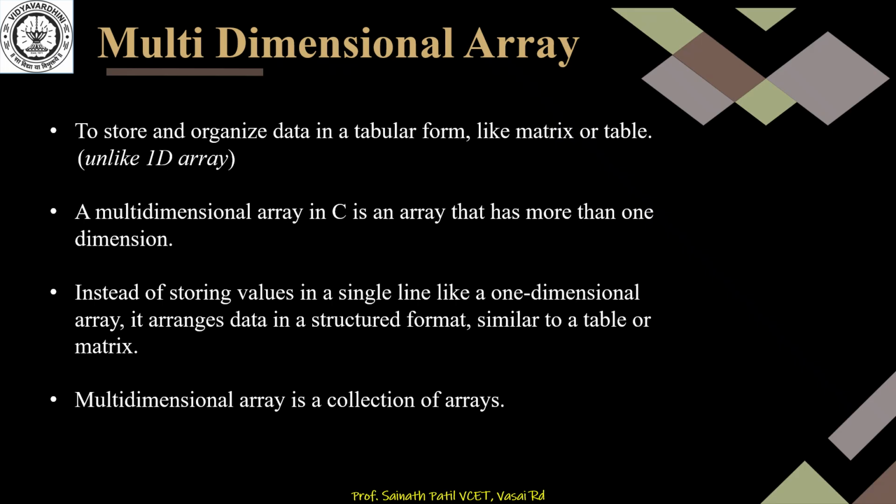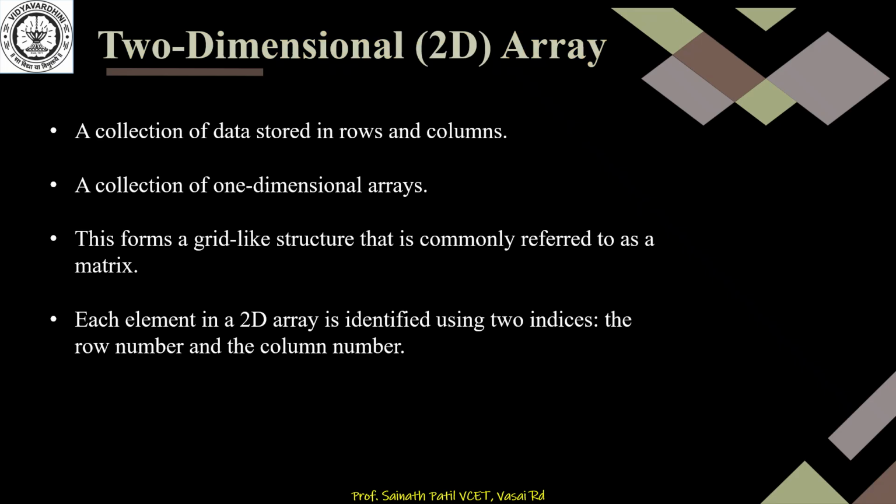The 1D array we have already seen in the normal array video. So instead of storing values in a single line like a one-dimensional array, it arranges data in a structured format similar to a table or matrix. So a multidimensional array is a collection of arrays, where you can have more than one dimension, like 2D, 3D, etc. So let's see the two-dimensional or 2D array.